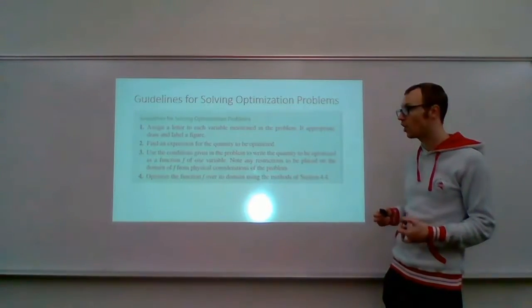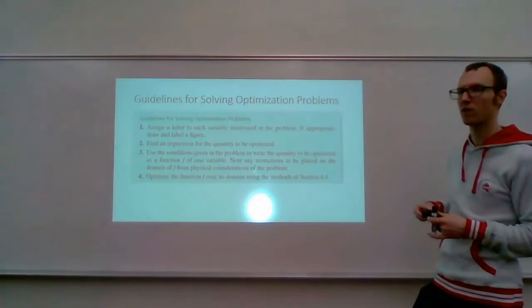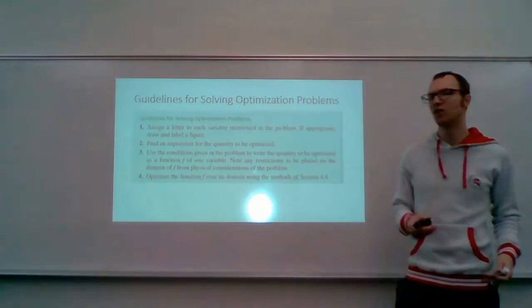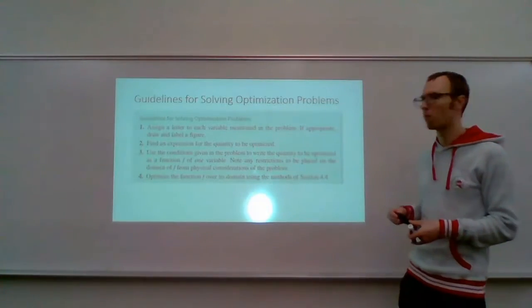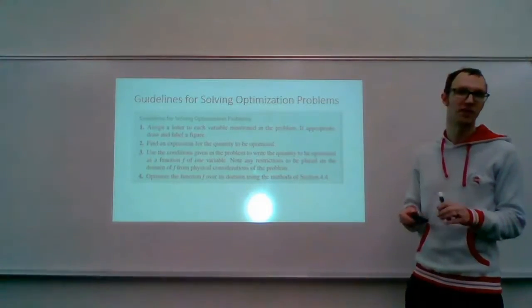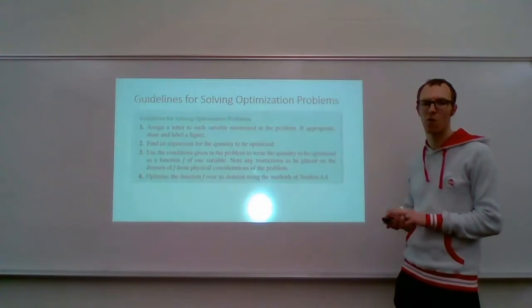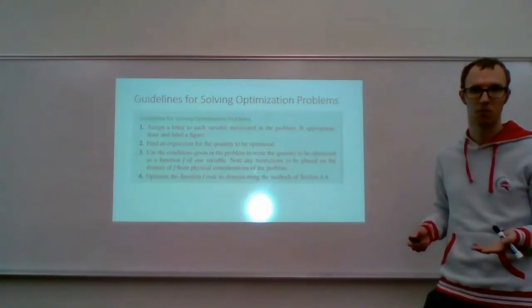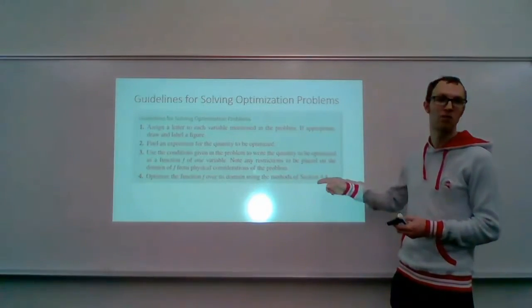That'd be an example of a restriction on the domain due to physical considerations. That's the most common restriction that we're going to deal with. And then number 4, we're going to optimize using the strategies we looked at back in section 4.4. So first derivative test to find critical values, second derivative test to tell whether they're mins or maxes, and/or looking at the graph of the function. So those are the two things that we're going to be doing there in terms of optimizing.